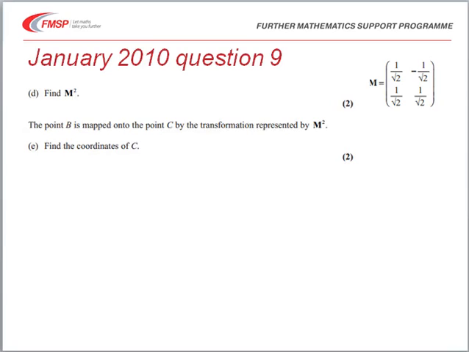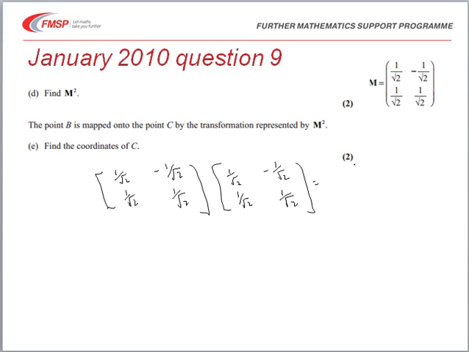The final part of the question then asks us to find M squared. This is just a case of doing 1 over root 2, 1 over root 2, negative 1 over root 2, and 1 over root 2 multiplied by itself. And the answer to that is 0, 1, negative 1, and 0.